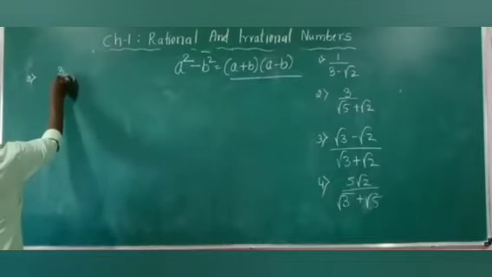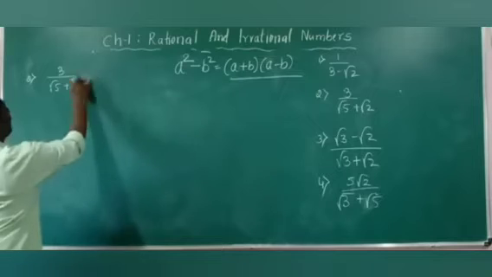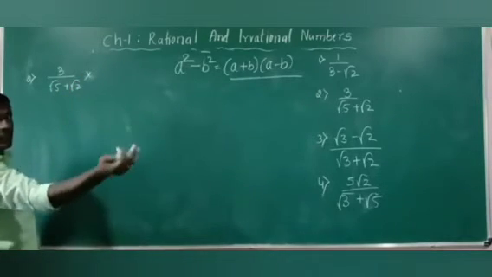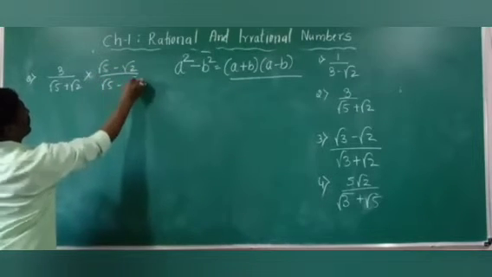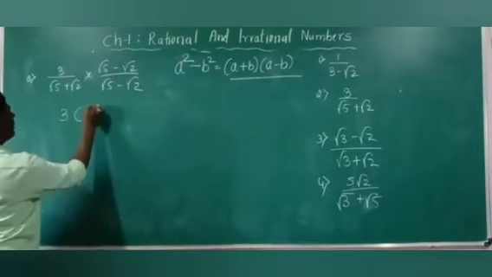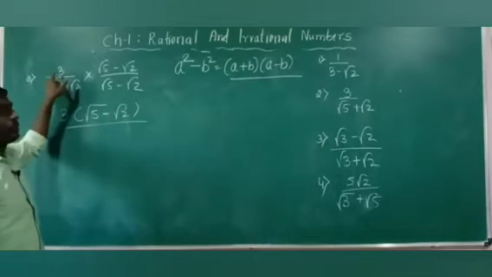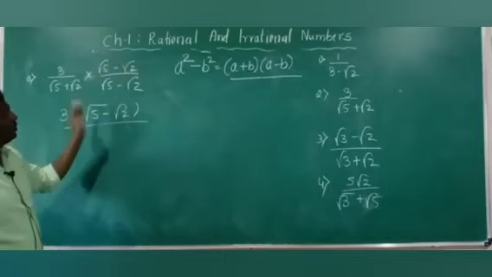Second question, 3 by root 5 plus root 2. Directly rationalize the denominator. What is the least rationalizing factor here? Root 5 minus root 2 divided by root 5 minus root 2. Now 3 into root 5 minus root 2, or you can multiply individual terms: 3 into root 5, 3 root 5, minus 3 into root 2, 3 root 2.